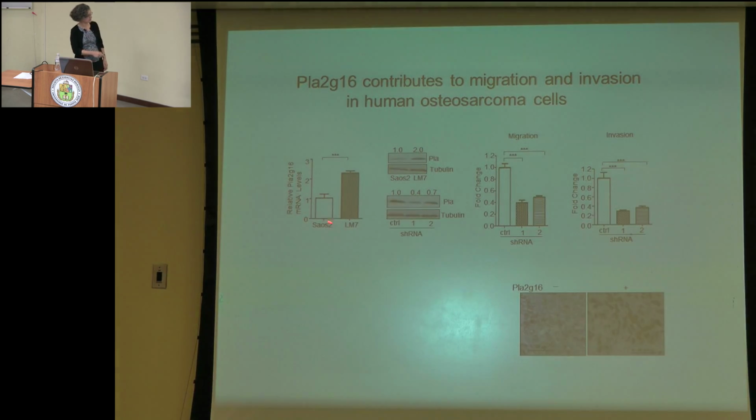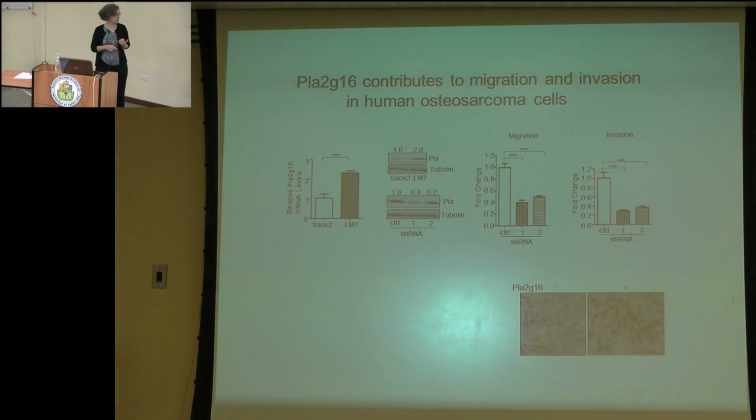SAOS2 is a sarcoma. It's actually an osteosarcoma cell line that was developed years ago. We use it in the lab a lot. It has no p53. It has a deletion in p53. And here we have a different cell line. It's called LM7. And LM7 was developed at MD Anderson by Jeannie Kleinerman.